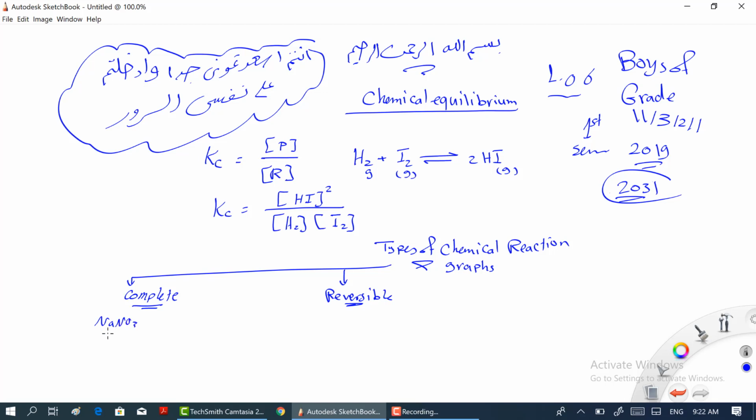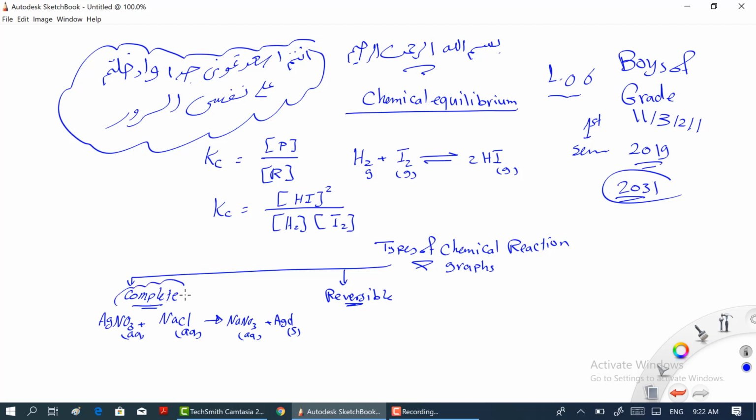NaNO3 or AgNO3 plus NaCl, the aqueous solution. In this case, we'll find that the complete reactions move only in one direction, the direction of formation of product. So it will be NaNO3 aqueous, AgCl as a solid substance. In this case, we'll find one of the products is out from the reaction as a precipitate, or maybe escapes from the reaction in the form of gas.